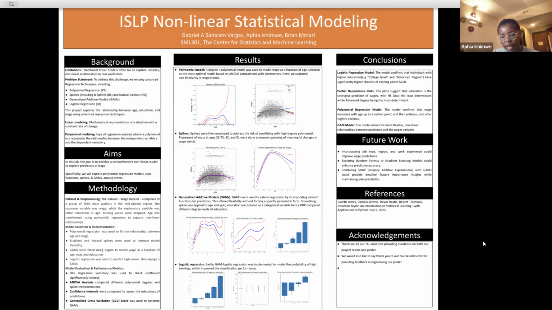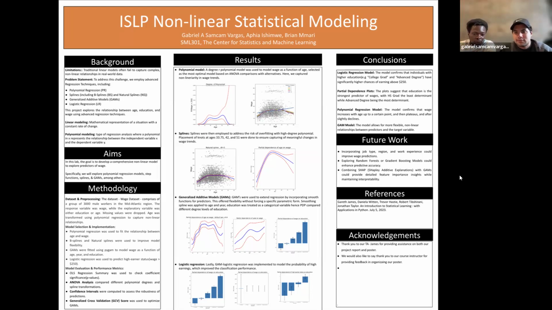For the year, starting from 2003 till 2009, the wage has been going up. With education level, there are different levels of education, but it's clear that people with advanced degrees have high wages compared to others.